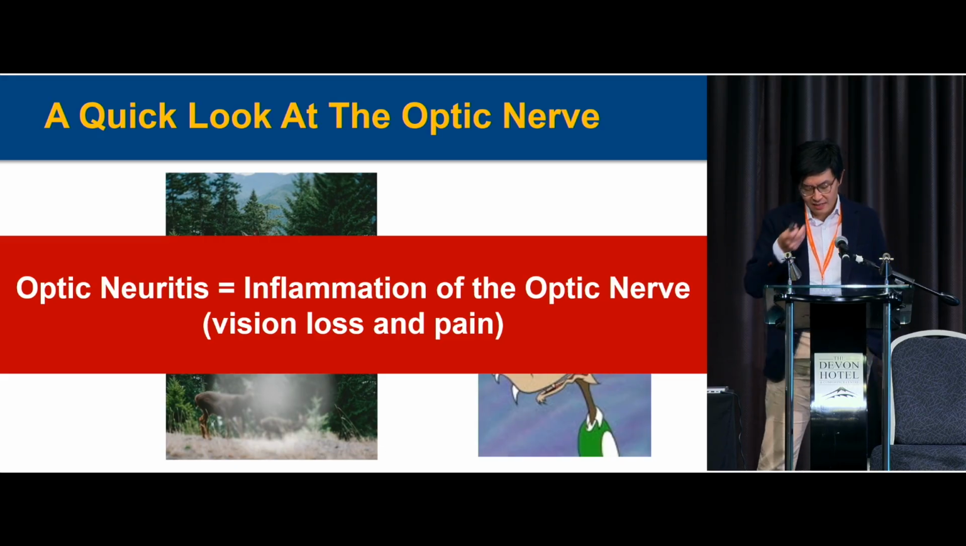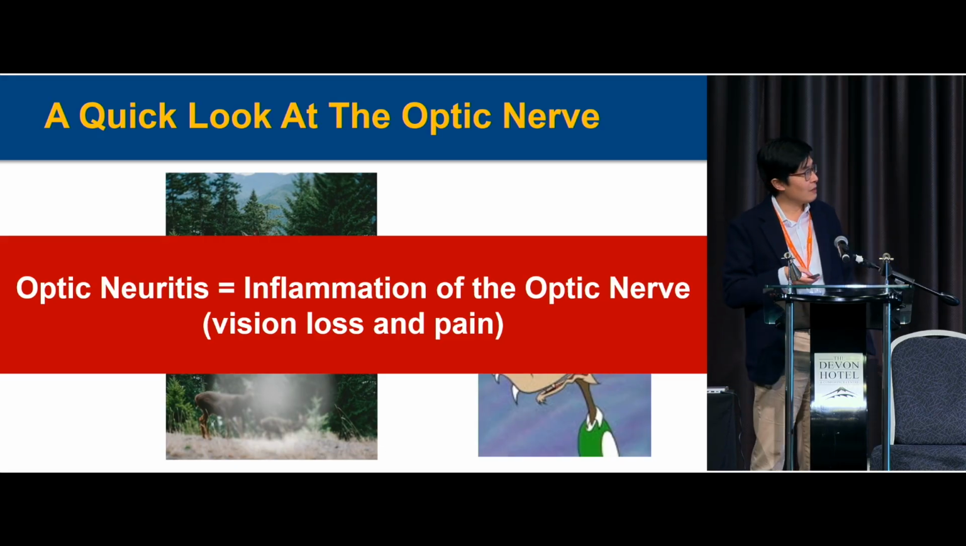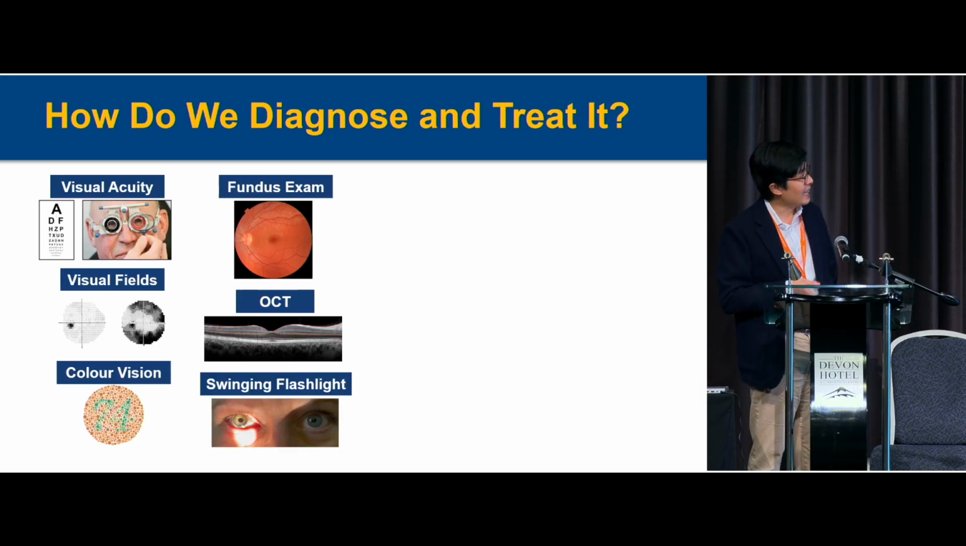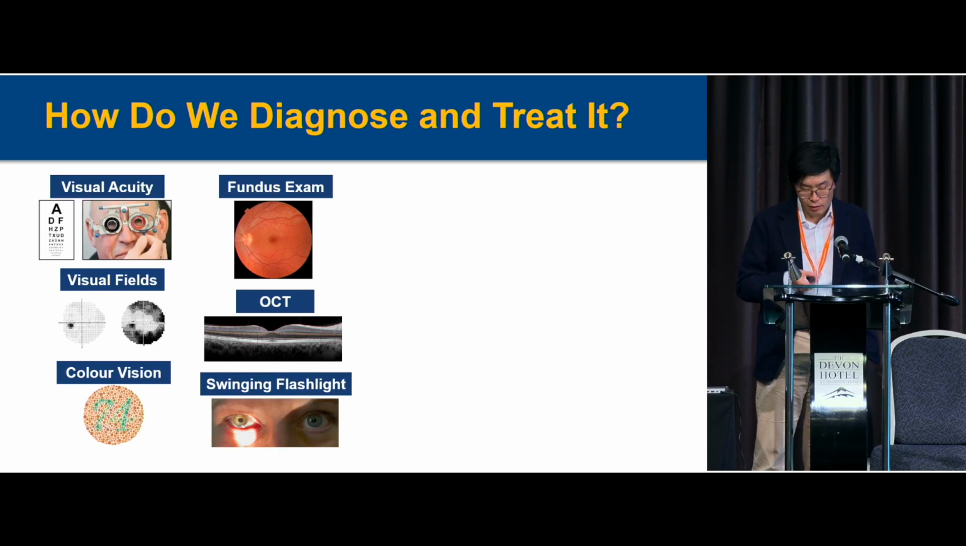So optic neuritis, it's not necessarily a term that's specific to multiple sclerosis, but essentially it's a disease process caused by inflammation of the optic nerve leading to vision loss and pain. So how do we diagnose optic neuritis?